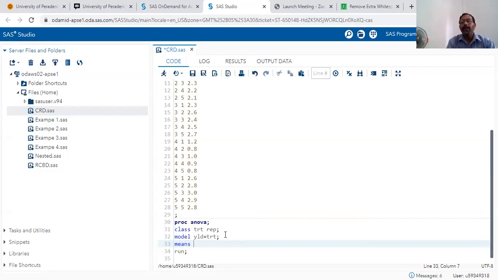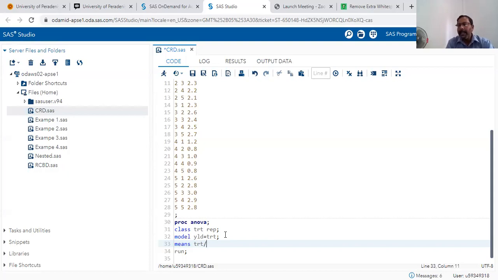For which one do we want to separate the means? For which one do we want to estimate the means? For replicate or for treatment here in this case? Which one do we want to compare? Among the replicates, among the treatments? Treatments. So we say treat, slash option. We can give any option.